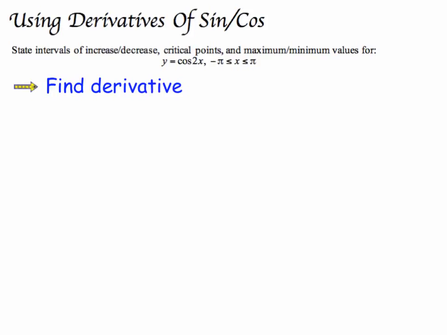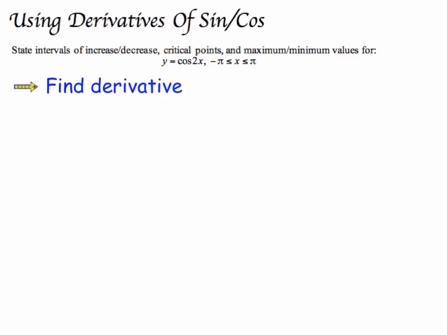Using derivatives of sine and cosine, this lesson will focus on increase and decrease and critical points and maximum minimum. So I have a couple of examples for you. And remember, if we're looking for areas of increase and decrease, we have to find the first derivative.